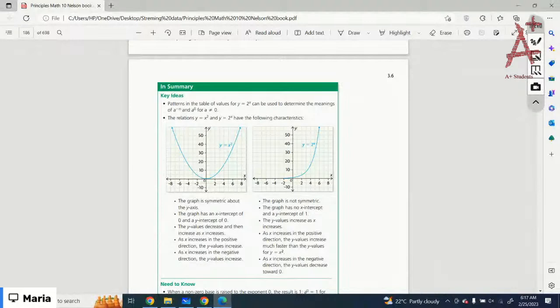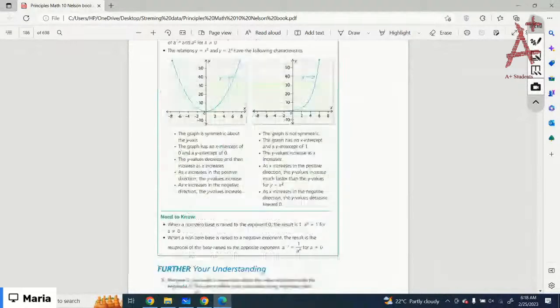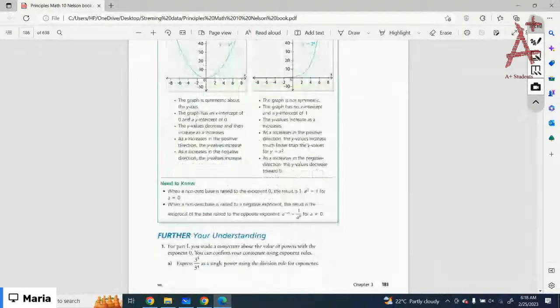But for the exponential graph, in the positive direction, the y value increases much faster. As x increases in the negative direction, the y value decreases towards 0. That is the difference between the parabolic graph and the exponential graph.